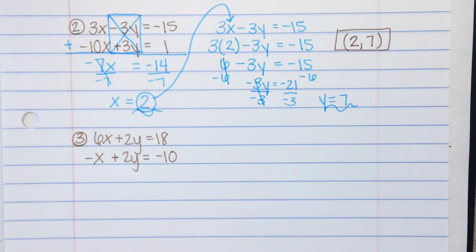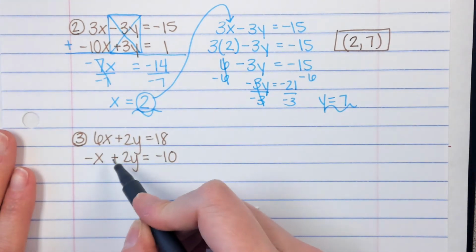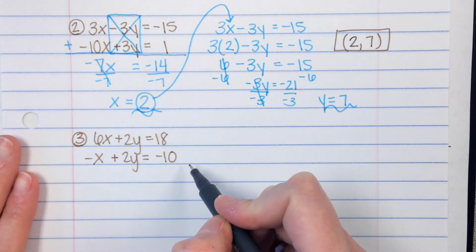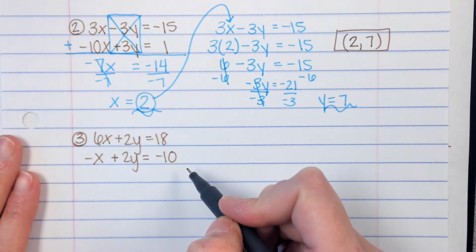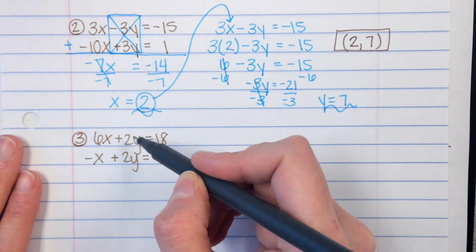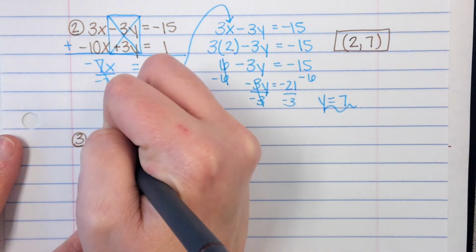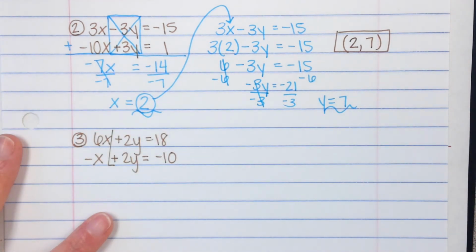Okay, here's example number 3. 6x plus 2y equals 18. Negative x plus 2y equals negative 10. So once again, we're looking for the variable that has matching coefficients. We have 6 and 1, 2 and 2. So which variable am I going to box? The y's.